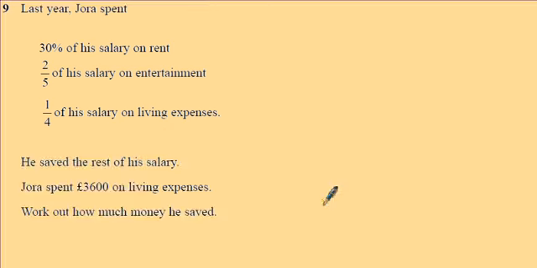So here's a question for us involving fractions, percentages, and numerical methods. The first thing that we notice is that a percentage of salary is spent on rent. Then we've got a fraction of salary that's spent on entertainment, a fraction of salary that's on living expenses, and some key information here that the rest of the money is saved.